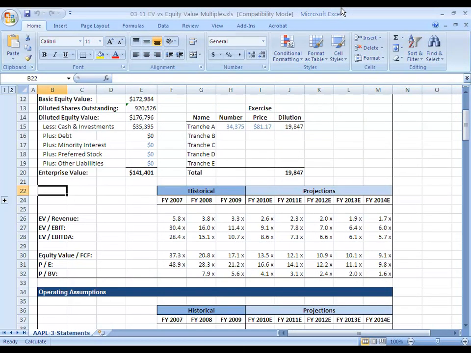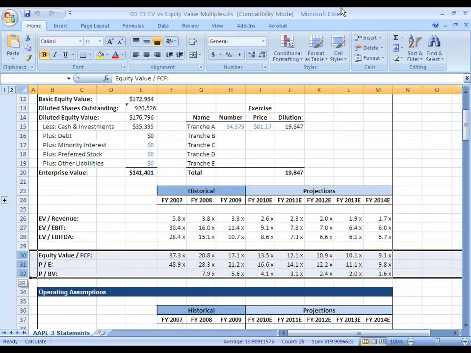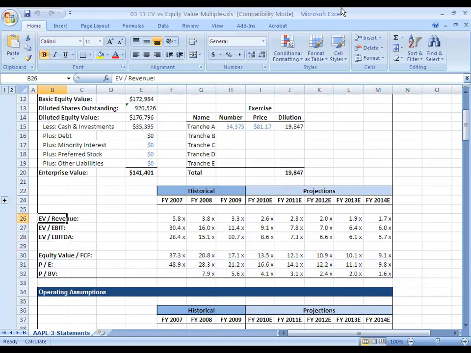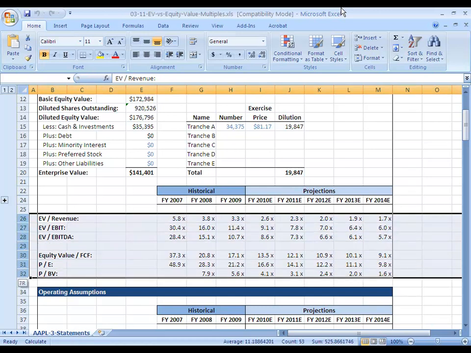In this lesson, you're going to learn about when you use enterprise value to calculate valuation multiples, and then when you use equity value instead to calculate valuation multiples. Now, in the previous lesson, we went over some of the most common multiples: EV over revenue, EV/EBITDA, equity value over free cash flow, and PE and price to book value, for example.